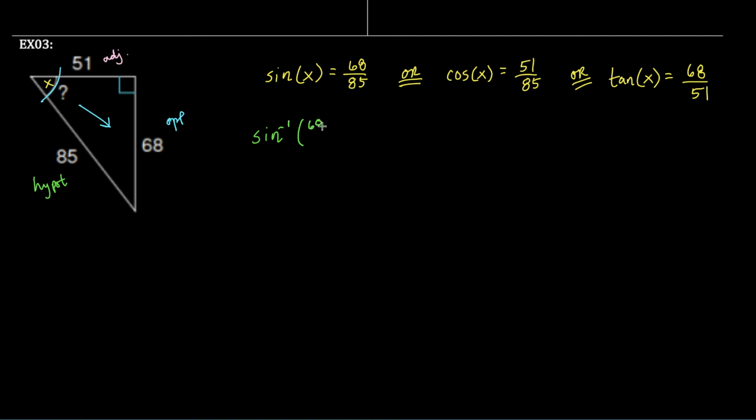Over 85. And I'll put approximately because it's going to give me that decimal, right? And this will be inverse cosine of 51 over 85 is approximately. And inverse tangent of 68 over 51 is approximately. Okay, now let's try all these.